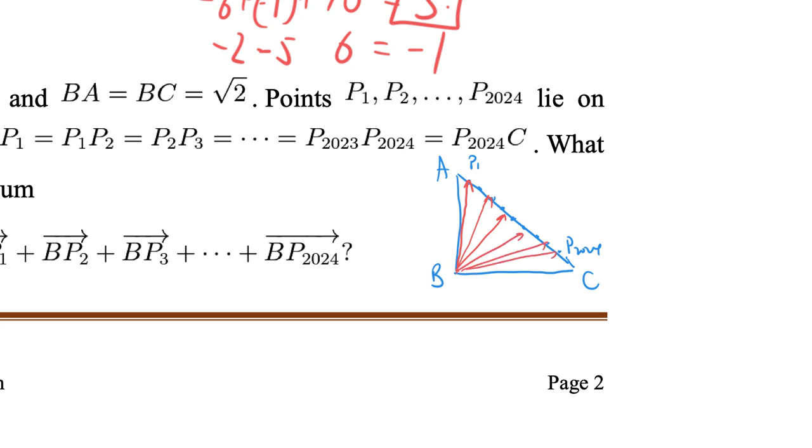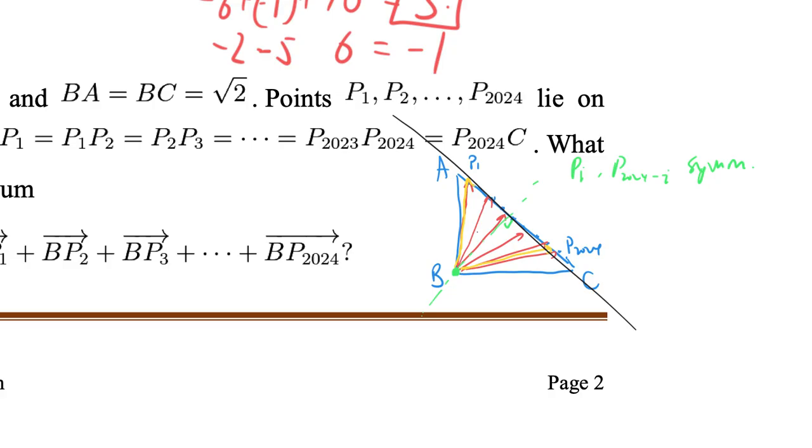So first of all, we notice that P1 and P2024 are symmetric about the perpendicular bisector of AC. So if you put a perpendicular bisector of AC, you notice that P_i and P_(2024-i) are symmetric about that axis. And we also see that this bisector passes through B. So this means that we can pair P1 and P2024 together, and their vector sum is actually going to cancel out in this hypotenuse component.